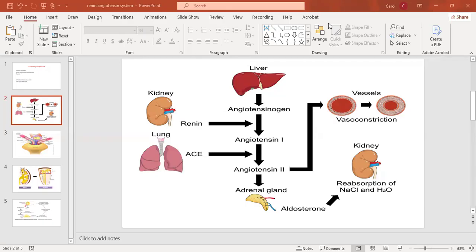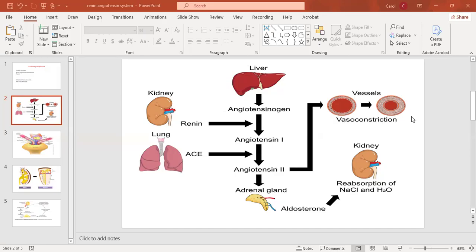These are short videos that will help you understand concepts to help you pass your anatomy at a glimpse. Today we're going to look at the renin-angiotensin system, a system that helps to regulate blood pressure. We're going to look at homeostasis in relation to blood pressure in the human body and what exactly is involved for the human body to maintain this blood pressure.